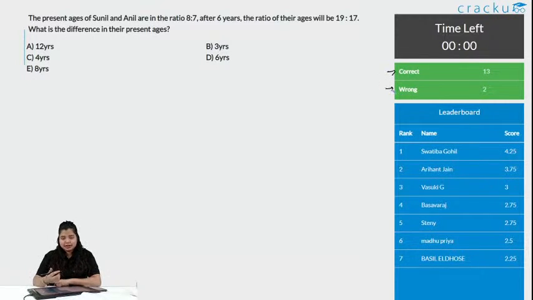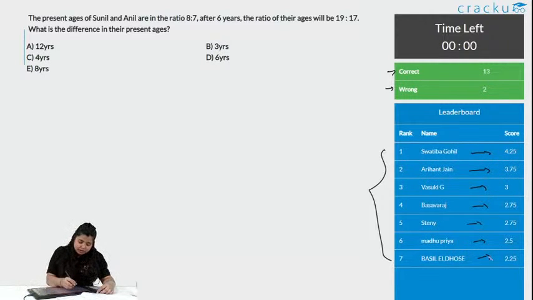Okay, let us check the scoreboard first. This was the 9th question, so that means whatever question I'll be posting after this will be the last question. And these are the top 7 people. Swati Ba leading the board with 4.25 score, then Aryant with 3.75, Vasuki with score 3, Vasavaraj with score 2.75, Steny with score 2.75, Madhupriya with score 2.5 and Basil with score 2.25.